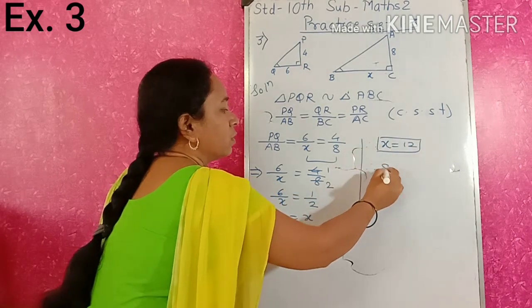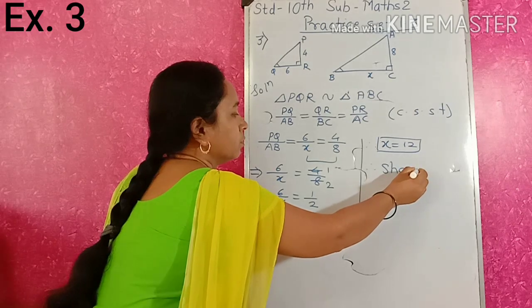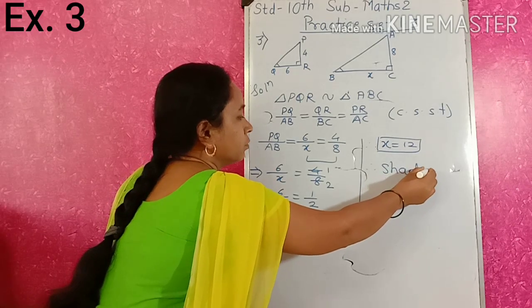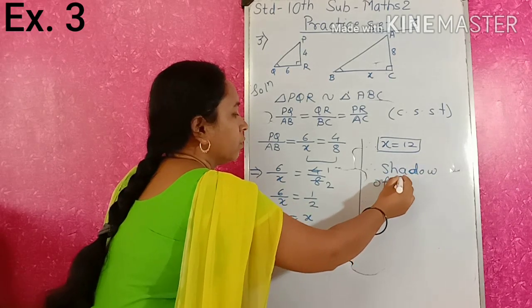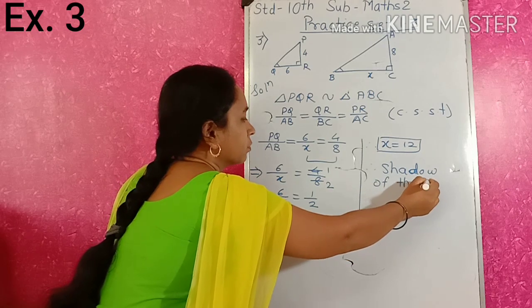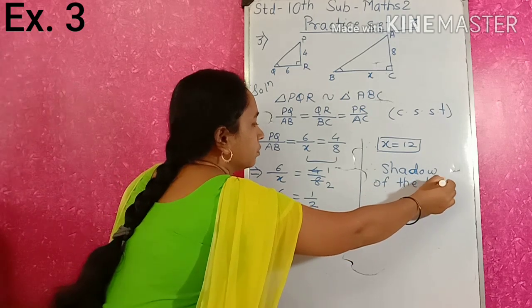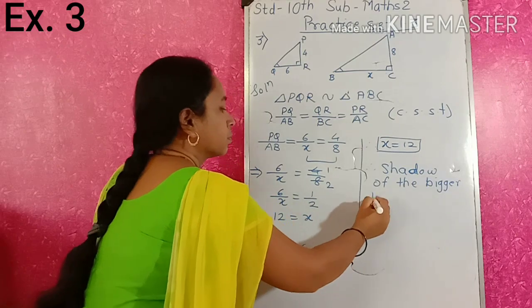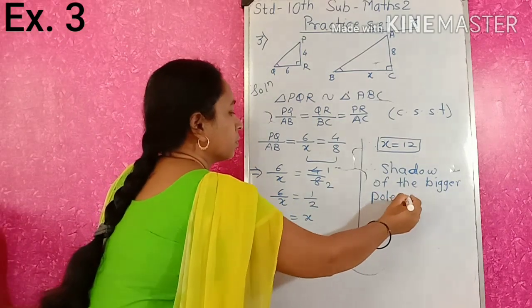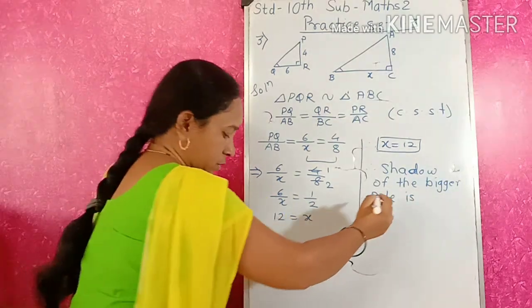So therefore shadow of the pole, bigger pole, is greater.